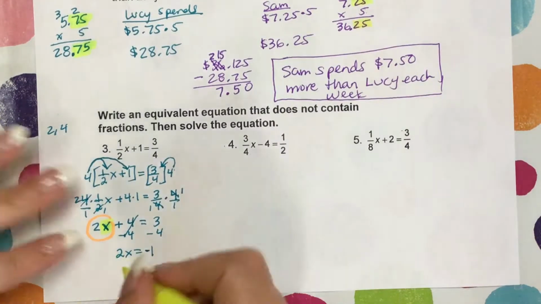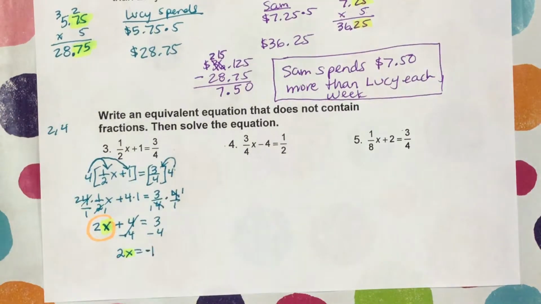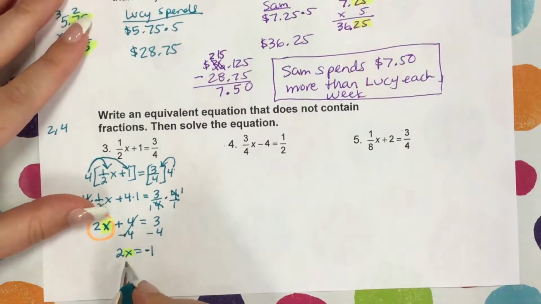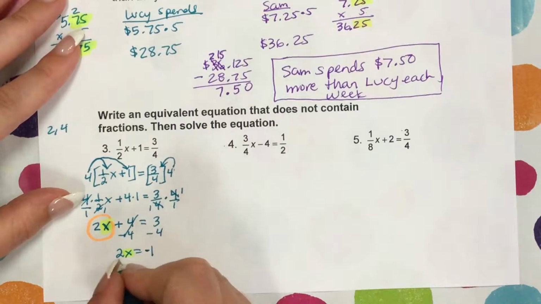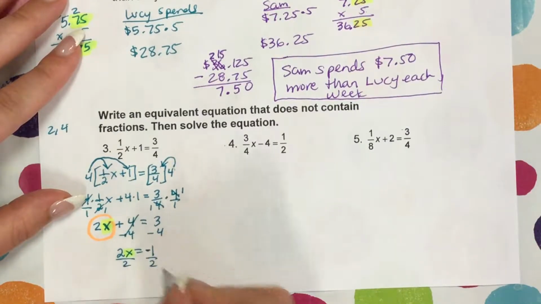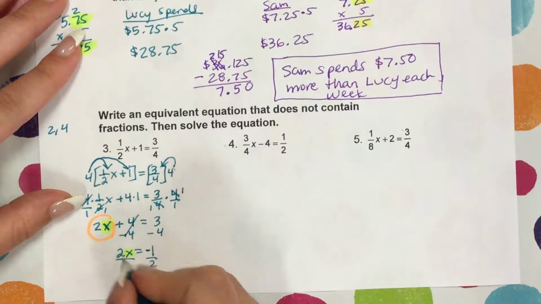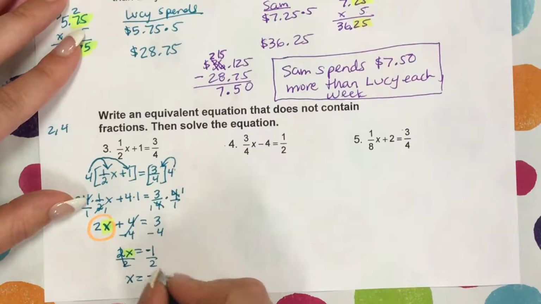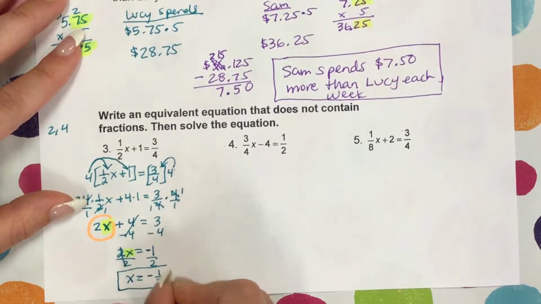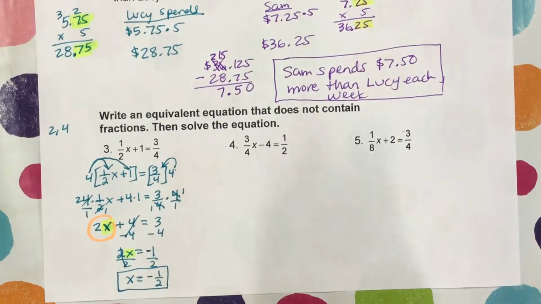Now we still have to get x by itself. x is not by itself. It's 2x, so we have to get rid of the 2. The 2 is related to the x by multiplication. So we have to do the inverse operation, which would be dividing both sides by 2. And we end up with our answer. 2 divided by 2 is 1, right? 1 times x is x. We end up with x equals negative 1/2. And that's our answer right there.